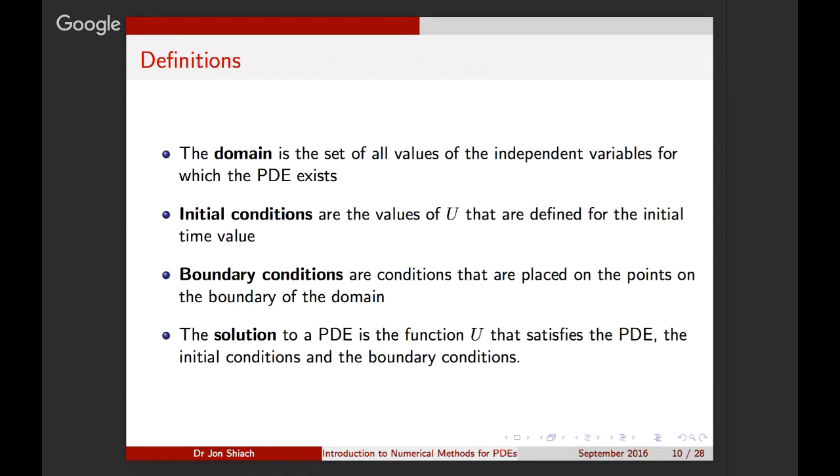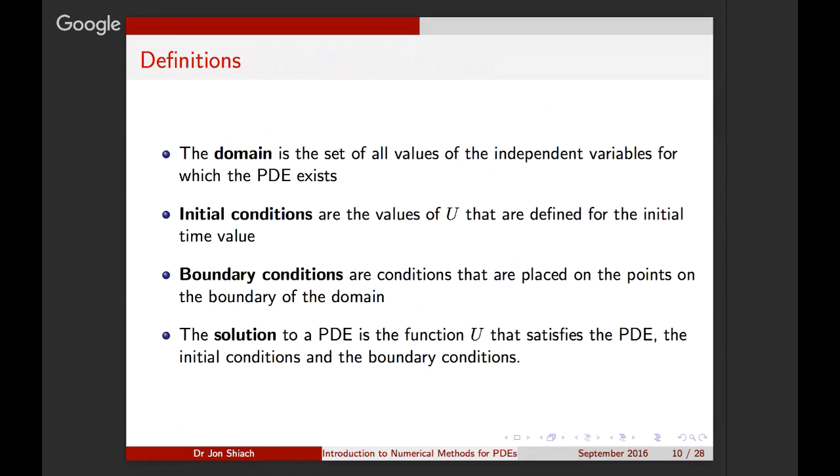So, for example, if you're modelling flow within a tank, so let's say you've got a water tank, and you're modelling the water flow within that tank, your spatial domain would just be the space within the tank. Nothing outside the tank is of any use to you, so that's not in our domain.